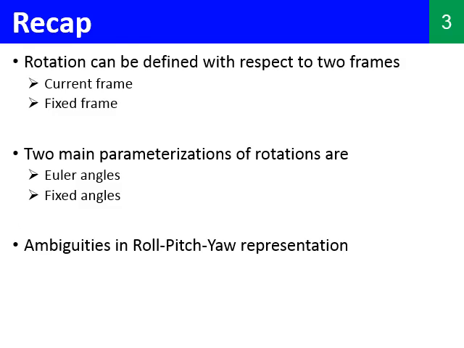So last time we mainly looked at rotation representations and we understood the notion of current frame versus the fixed frame. Two main parameterizations of rotations were introduced, the Euler angles and the fixed angles. And finally, we understood certain ambiguities regarding roll, pitch, yaw representation. Now we are going to look at rigid motion.